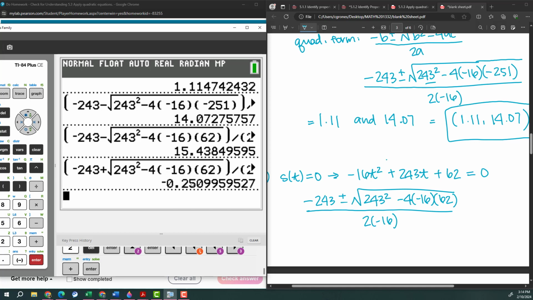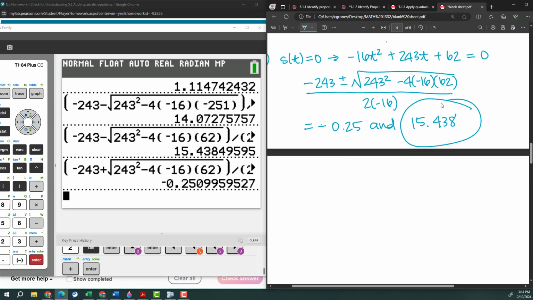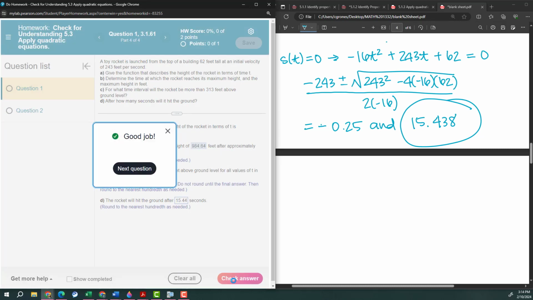So we know that it can't be a negative time, so it has to be 15 point. So I've got negative 0.25 and 15.438. It's going to be this one because it can't be negative. So it will hit the ground after 15.44 since they want it rounded to 2 decimal places. All right, that is it for this one.